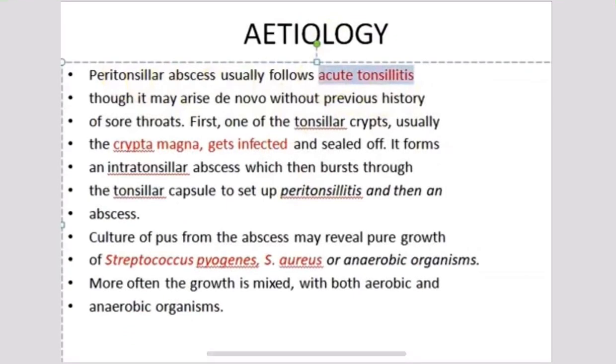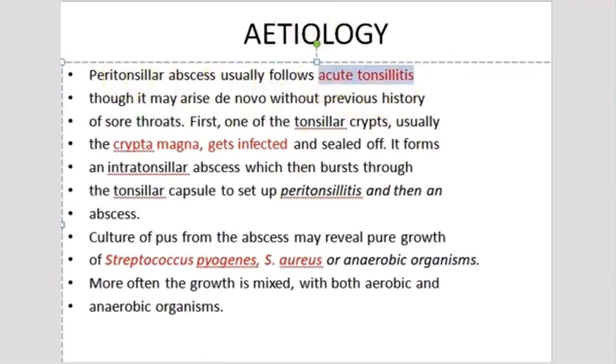What is the cause for the collection of pus in this peritonsillar space? The etiology is that it usually follows acute tonsillitis. So a person suffers from acute tonsillitis first, and following the acute tonsillitis, this quinsy can develop. Though it may also arise without a previous history of sore throat. It is not necessary that a person should have sore throats and then land up in quinsy. But if a person is having acute tonsillitis, following it a person can develop quinsy.